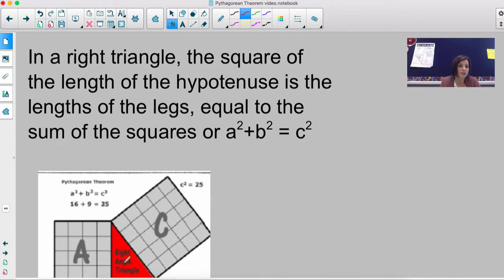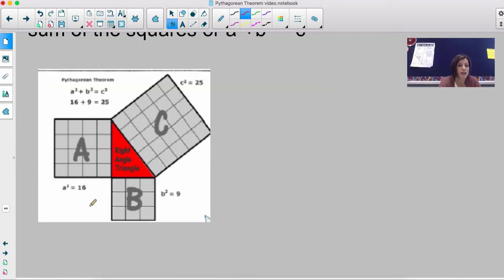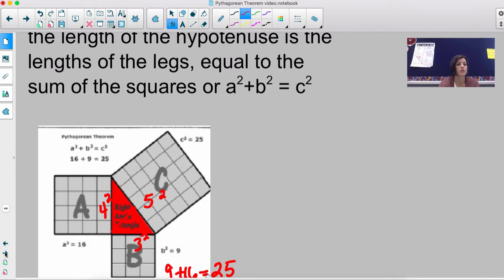So if this length is 3, and you square it, you get 9, and this is a length of 4, and you square that, and you get 16, and the hypotenuse was a measure of 5. He said that 9 plus 16, the two legs added up, would equal 25, and the square root of 25 would be 5. So we're dealing with squares and undoing equations with square roots today. So a squared, or leg squared plus leg squared, is equal to hypotenuse squared.